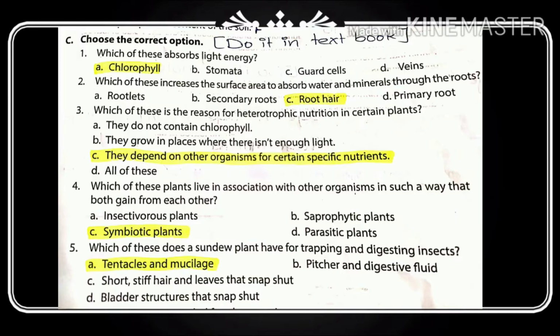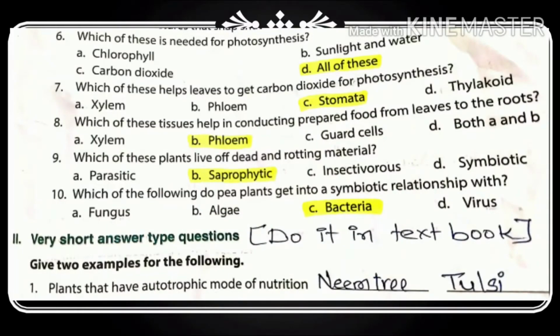Then fifth is which of these does a sundew plant have for trapping and digesting insects? Here again 4 options are given. For that you have to refer to this point particularly and you will get the answer, that is A, tentacles and mucilage. Then sixth is which of these is needed for photosynthesis?